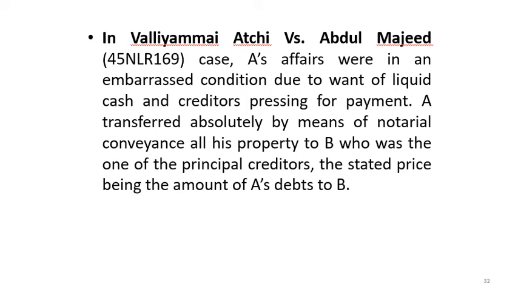Now we will see the next one. This is one of the main cases on section 83. I strongly recommend reading this case in full: Vallem Yachi versus Abdul Majid, 45 NLR, page 169. In this case, A's affairs were in an embarrassed condition due to want of liquid cash and creditors pressing for payment. A transferred absolutely by means of notarial conveyance all his property to B, who was one of the principal creditors, the stated price being the amount of A's debts to B.